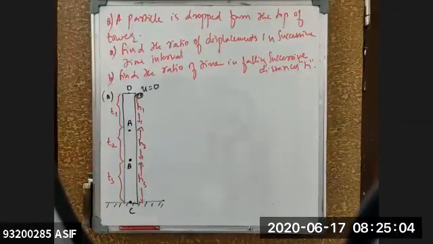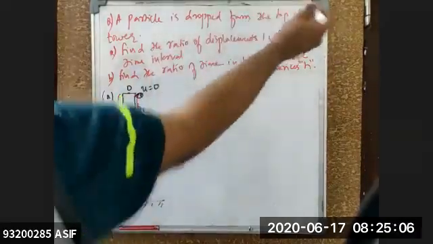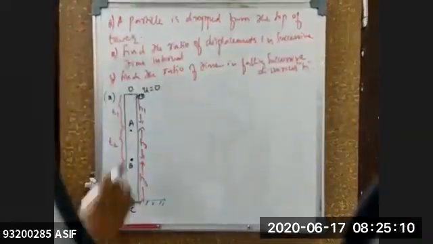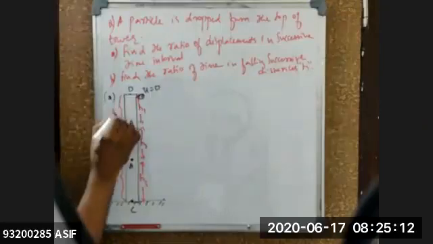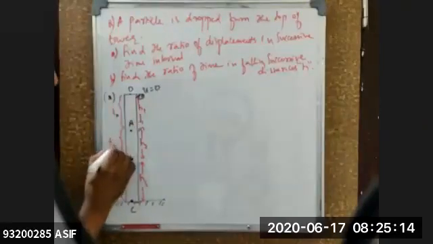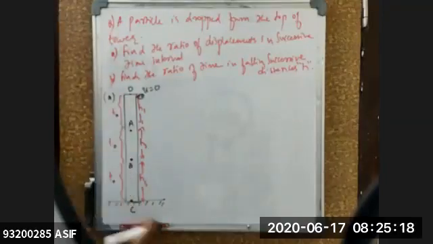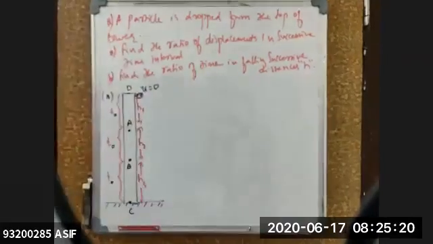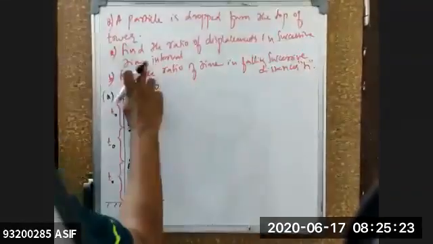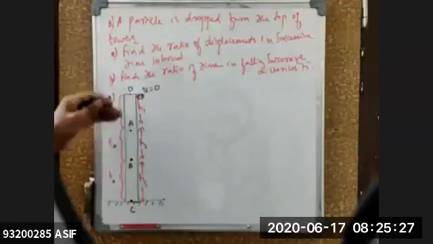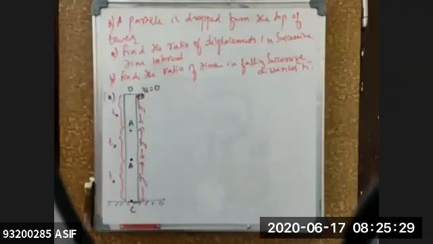A particle is dropped from the top of a tower. Find the ratio of the displacement in successive time intervals. Successive time intervals means the first time interval T1 is T0, the second time interval is also T0, and the third is also T0. So T1, T2, T3 are all taken as T0. For that you need to calculate H1, H2, and H3.